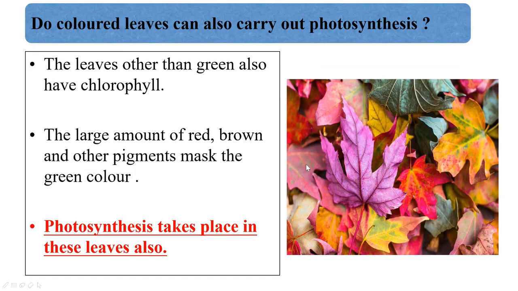Now we have studied that green leaves contain a pigment called chlorophyll, which helps to capture sunlight, and it helps in the photosynthesis process. So do colored leaves also carry out photosynthesis? The answer is yes. The leaves other than green also have chlorophyll, and photosynthesis takes place in these leaves also. It's just that a large amount of red, brown or any other color masks the green color, but these leaves also have chlorophyll.